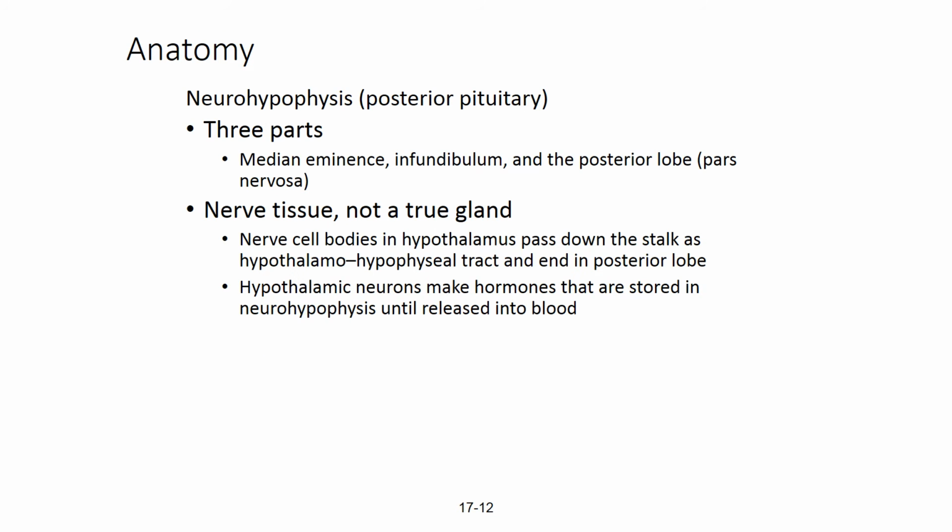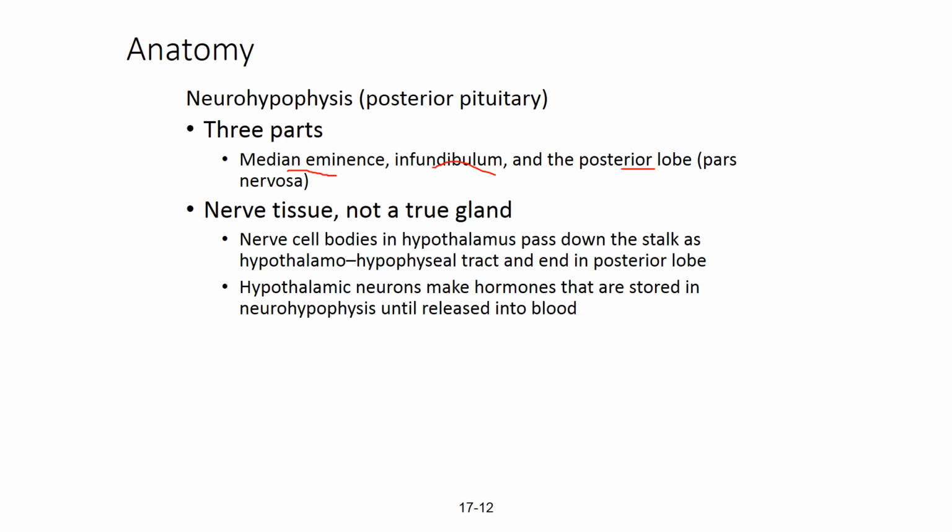Okay, so let's talk about the anatomy of the posterior lobe. There are 3 parts to it. There's the median eminence, the infundibulum, and then the posterior lobe, or pars nervosa. And I will point those structures out when we look at the picture. This is very different from the anterior lobe in that it is more nervous tissue and not a true gland.